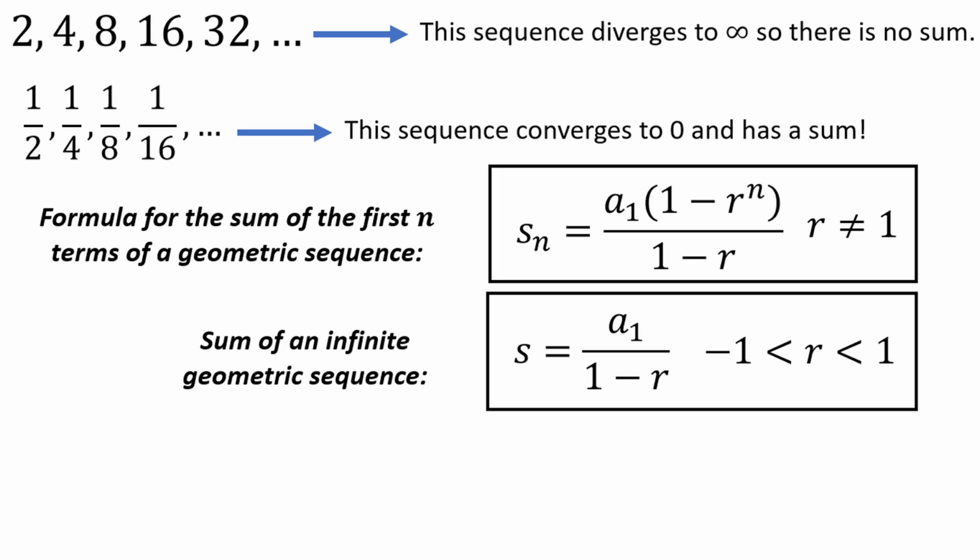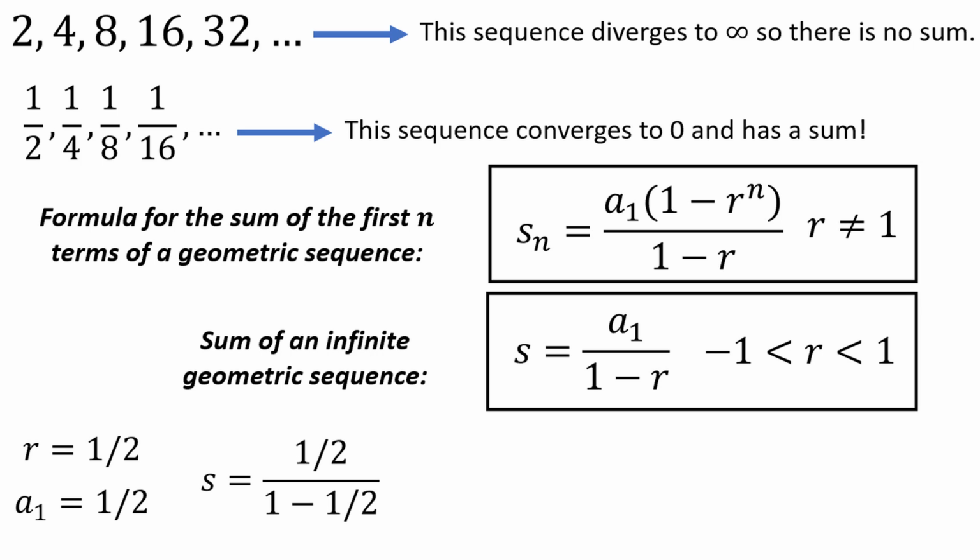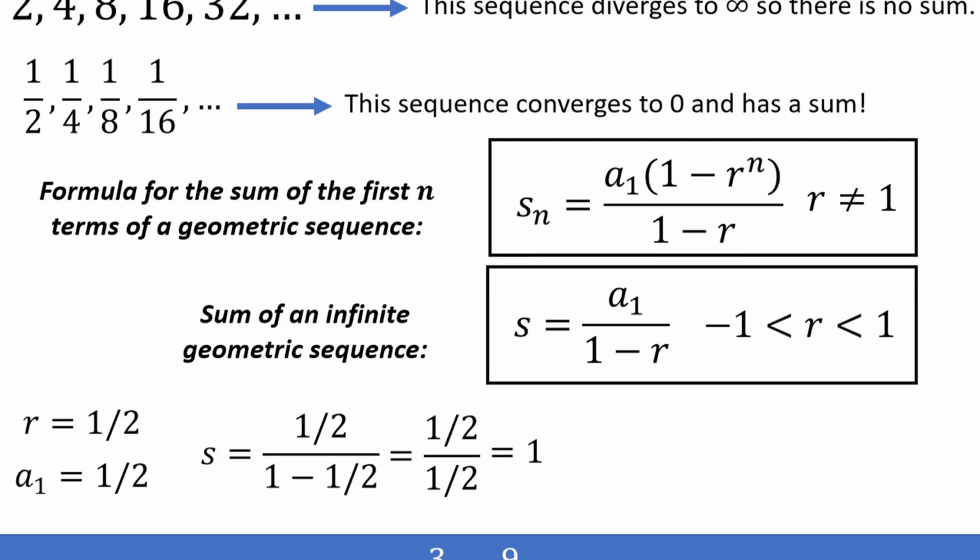Anyways, let's apply the infinite sum formula to our problem. We have a common ratio of r is equal to 1/2, and also have a first term of a sub 1 is equal to 1/2. So the infinite sum is s is equal to 1/2 divided by 1 minus 1/2, which is just 1/2 over 1/2, or simply 1. If you add up all of the terms in this infinite sequence, you actually get a value, and that value is 1. Very interesting.